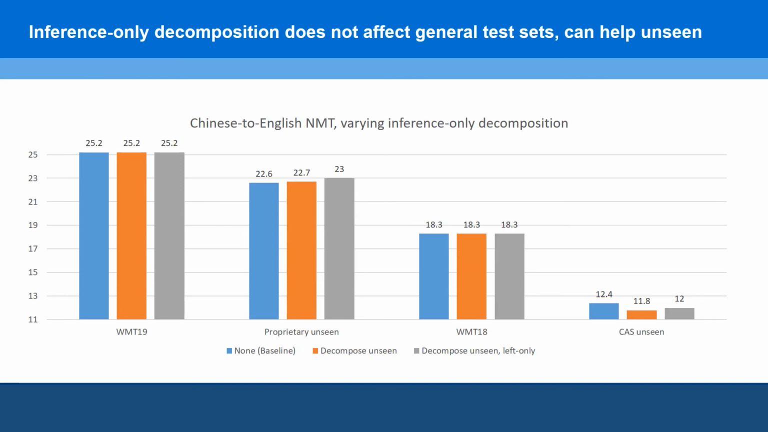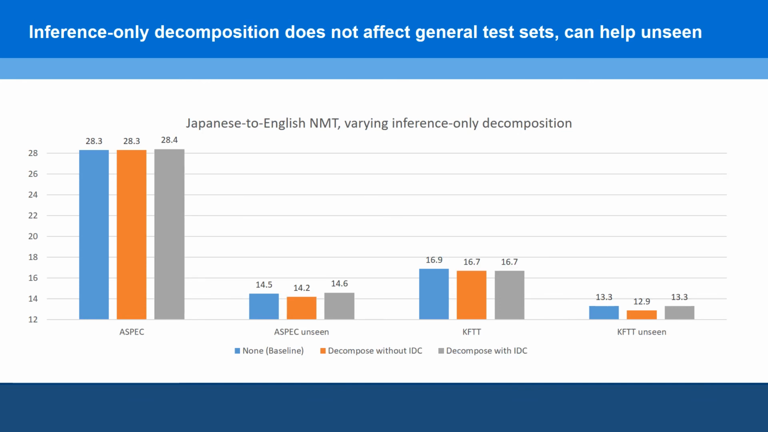Now in this slide, we have results on the same Chinese to English test sets with our inference-only decomposition. We now see that the general sets have no change at all from the baseline in terms of BLEU score, which is good. The unseen test sets do have some small changes up and down as before, although slightly closer to the baseline. For Japanese to English, the general test sets, which suffered a lot under training decomposition in the previous slide, are mostly also unchanged, and in fact the ASPEC test score can go up.